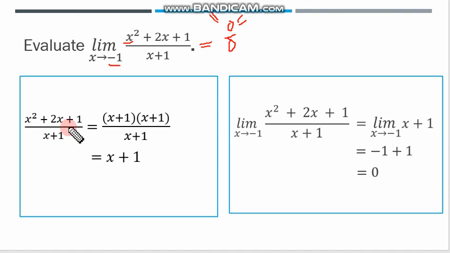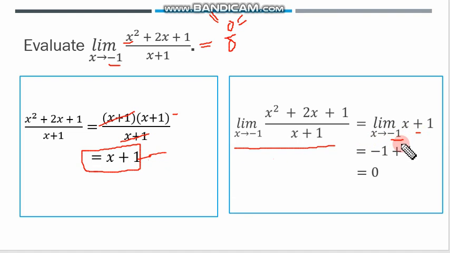So x squared plus 2x plus 1. The factor is x plus 1 times x plus 1, or x plus 1 quantity squared. So we have x plus 1 in the numerator and the denominator. We can cancel them, leaving x plus 1 here. So we will use it as the new function from our original limit. So the limit of x squared plus 2x plus 1 over x plus 1 as x approaches negative 1 is equal to the limit of x plus 1 as x approaches negative 1.